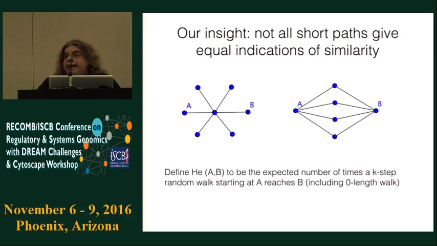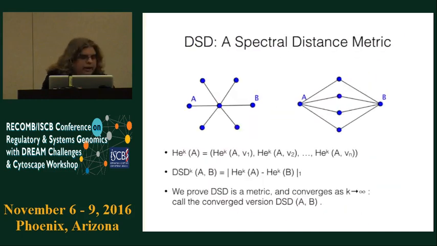This is our detangler. So we're going to define, it's missing an exponent of k. For some reason it didn't come up. Define He^k(A,B) to be the expected number of times a k-step random walk starting at A reaches B, including a zero-length random walk, so you get credit for where you start. Now, if you notice, if we define this random walk, can I get the pointer to work?